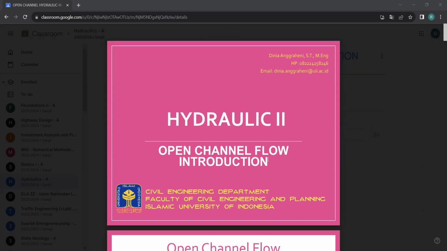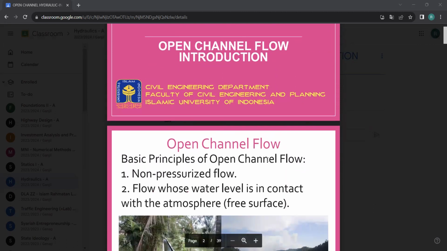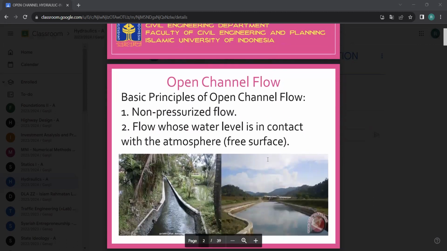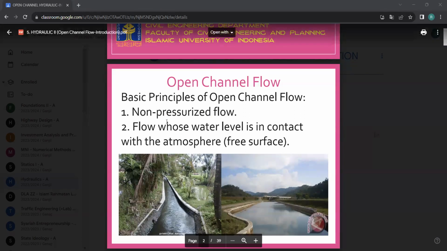I want to explain about open channel flow. The basic principle of open channel is non-pressurized flow, and second is flow whose water level is in contact with the atmosphere force. It's different from the pipe system. In pipe system, the water flow usually uses pressurized flow.